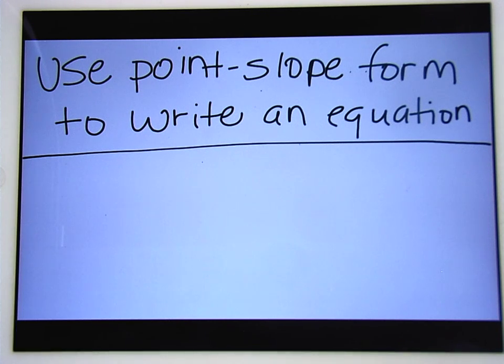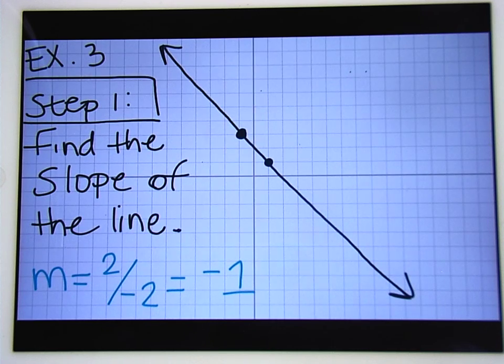Here's the last part of the point slope form notes. Here's your subtitle. Use point slope form to write an equation. Example 3, you're provided with the graph, and go ahead and draw this graph into your notes.